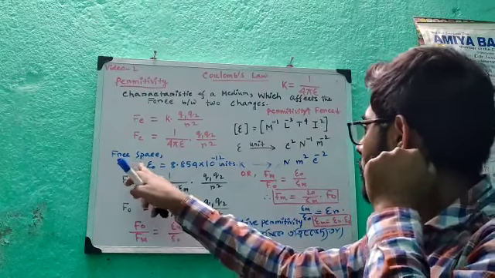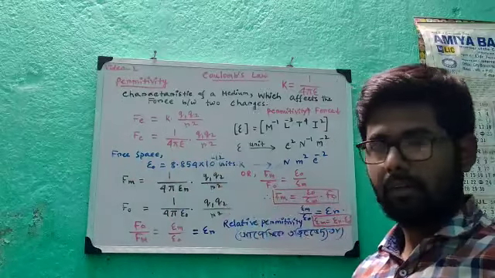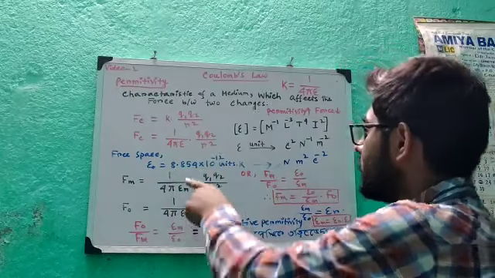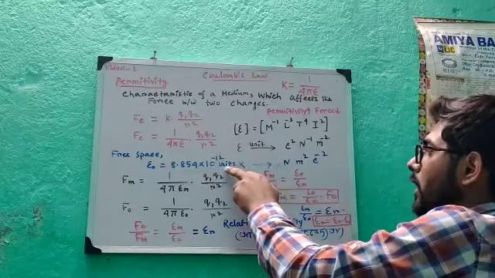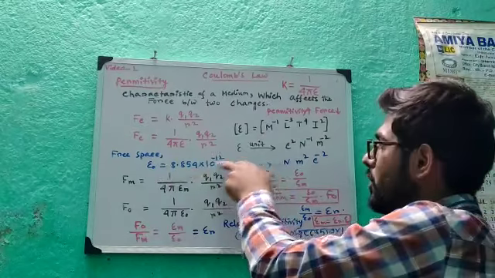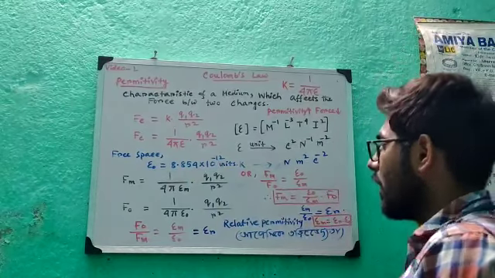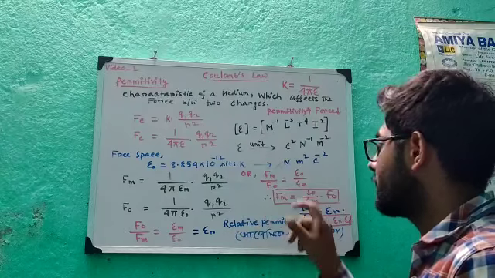Now, the value of epsilon, we have to mark this value for free space. This value is required for numericals. It is 8.854 into 10 to the power minus 12 in SI units. It is actually in SI. And another important concept we are going to learn here is relative permittivity.